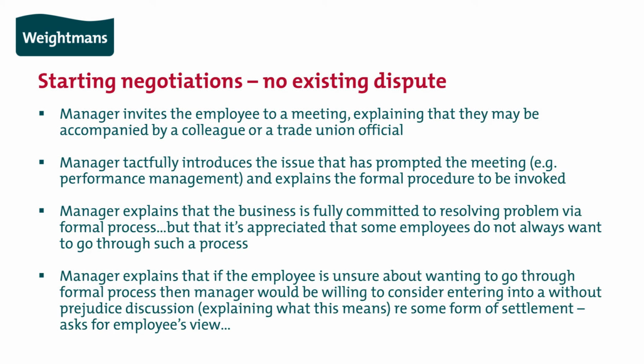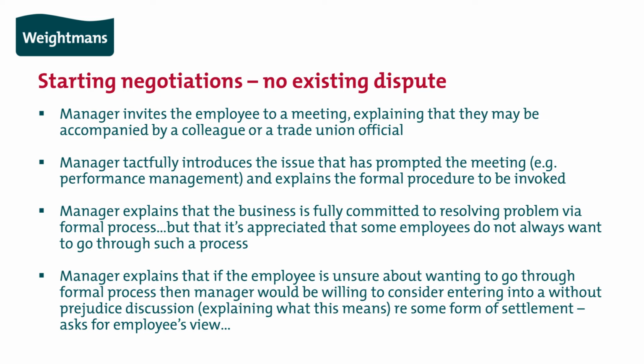And then what if there is no existing dispute? And this is where, of course, you're going to have to demonstrate a degree of tact and diplomacy, because this may be coming out of the blue to the individual. So the manager invites the employee to a meeting, explaining that they may be accompanied by a colleague or trade union official. The manager tactfully introduces the problem that's prompted the meeting, say, for example, poor performance, and explains the formal procedure that will be adopted.